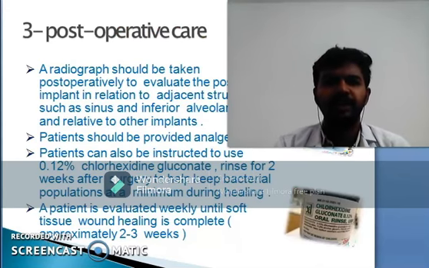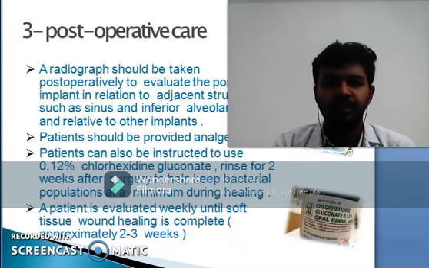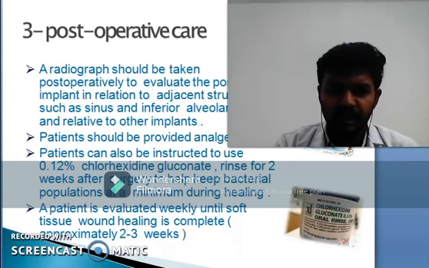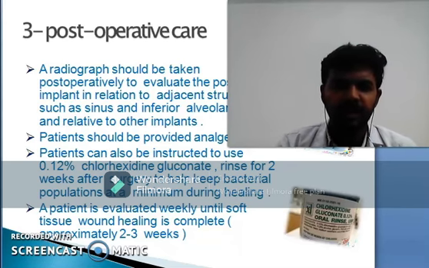Post-operative: a radiograph should be taken to evaluate the position of the implant in relation to adjacent structures such as the sinus and inferior alveolar canal, and in relation to the other implants. The patient should be provided analgesics. The patient can also be instructed to use the 0.12% chlorhexidine gluconate rinse for 2 weeks after surgery to help keep the bacterial population minimal during healing.